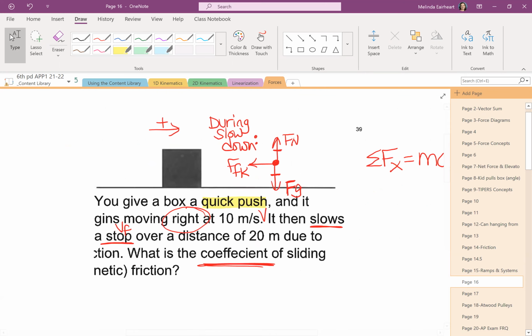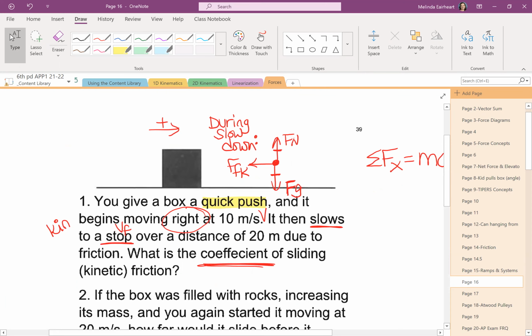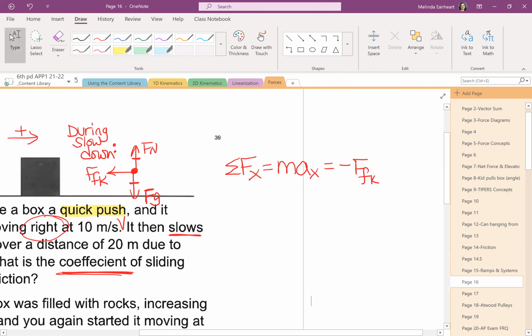And so they gave us the initial velocity. Stopping would be the final velocity. They gave us a distance and then said, find this coefficient of sliding friction. It looks like we got our diagram and we all get that there's no applied force, yes? A lot of students want to put an applied force just because it's moving. It was pushed in the past, but it's not being pushed in the present.